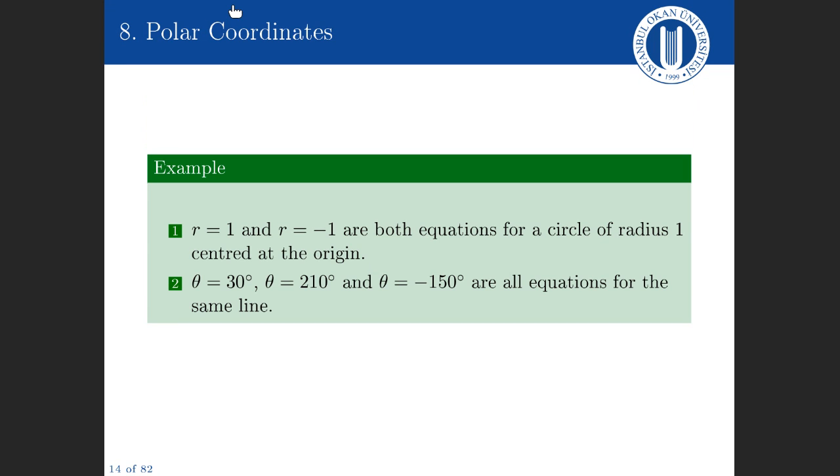Now, because r equal to 1 is a circle of radius 1, and r equal to -1 is also a circle of radius absolute value of -1 or 1, these are both the same circle of radius 1 centered at the origin. And because 210 is 30 plus 180, and because minus 150 degrees is 30 minus 180 degrees, these are all equations for the same line.